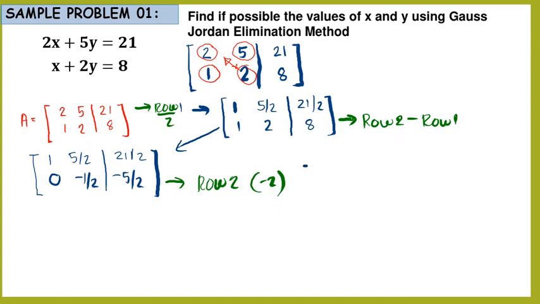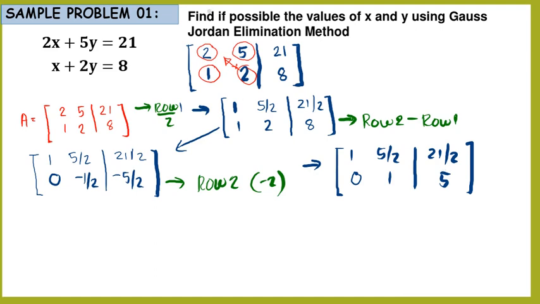So if we multiply negative 2 in our row 2, our resulting matrix will become now equal to, so don't touch our row 1, only our row 2, that is 5 over 2 and that is 21 over 2. So in our row 2 times negative 2. If we multiply 0 times negative 2, that is 0. If we multiply negative 1 half by negative 2, that would result to 1. And negative 5 over 2 times negative 2, that is 5. So we have 0, 1, and we have 5.